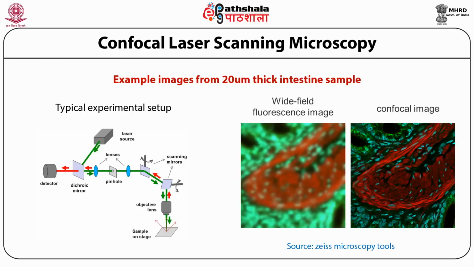Now by scanning this laser beam onto the sample and by moving the focal spot up and down within the sample, we collect light from different regions within the sample and then reconstruct the image of 3D volumes within the sample. As an example, images are shown here from a 20 micron thick intestine sample. In a general wide field fluorescence image, you hardly see any finer details. But if you use the confocal configuration, all those finer details are very clearly seen because you have achieved higher spatial resolution in the confocal configuration.